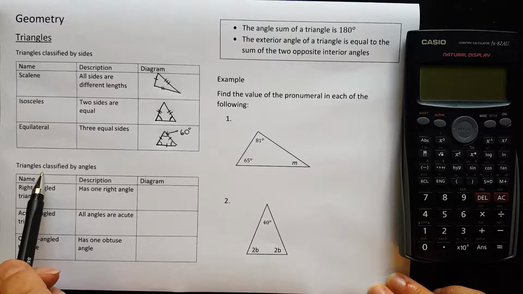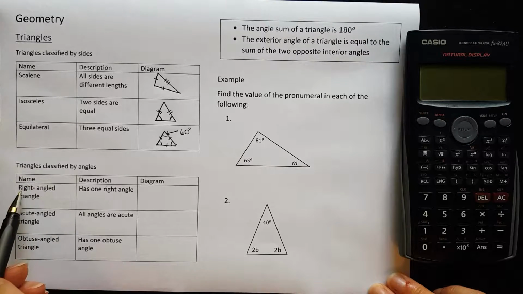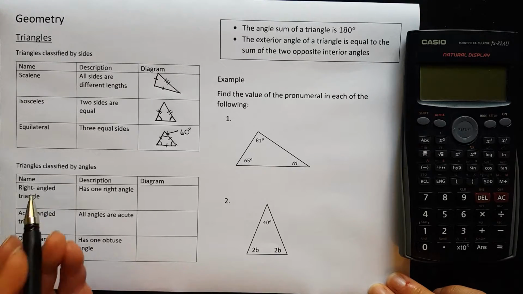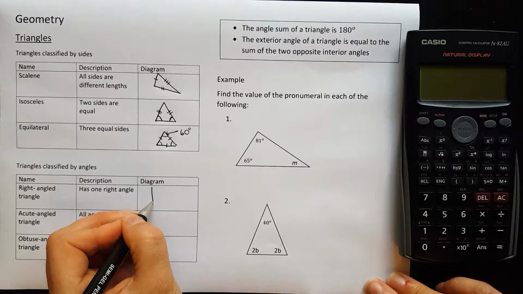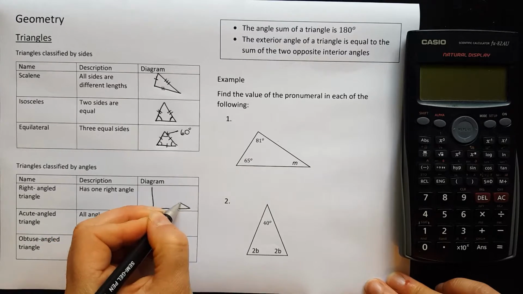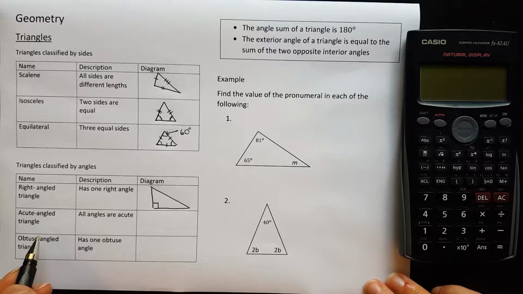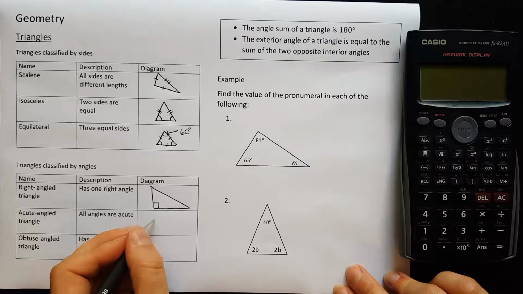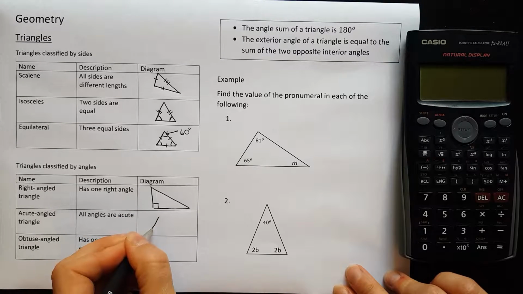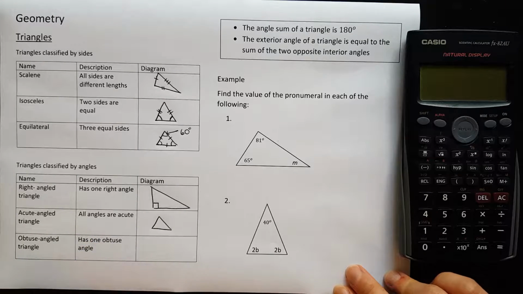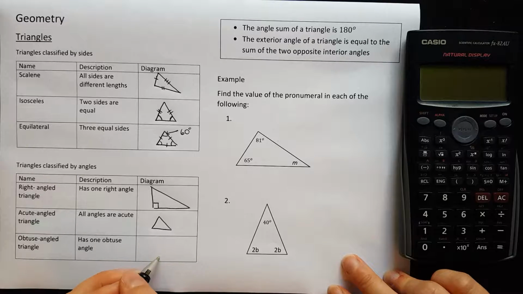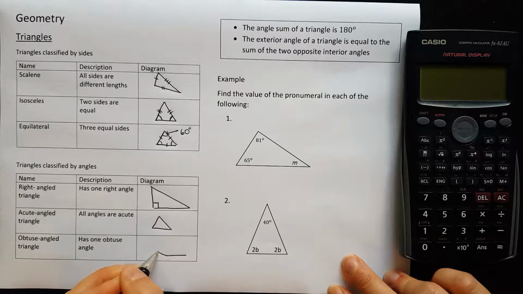Okay, now let's classify our triangles by angles. We can have a right-angled triangle, which has one right angle in it. Any triangle with one right angle in it is a right-angled triangle. An acute angled triangle has all angles acute. So anything looking like that, where all the angles are less than 90, is acute. And an obtuse angled triangle has one obtuse angle. So for example, a nice wide angle like that would be an obtuse angled triangle.